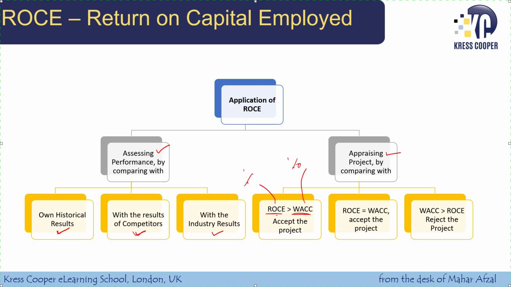So if the return on capital employed, which is a return, is greater than the weighted average cost of capital, then accept the project. If the return on capital is equal to the weighted average cost of capital, still accept the project, because you will have learning, you will have some sort of goodwill in the market. If the return on capital employed is lesser than the WACC, or WACC is greater than the return on capital, then don't accept the project. So this is the application of return on capital employed.